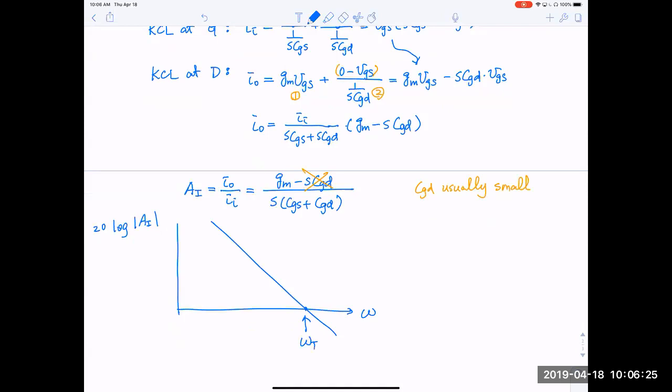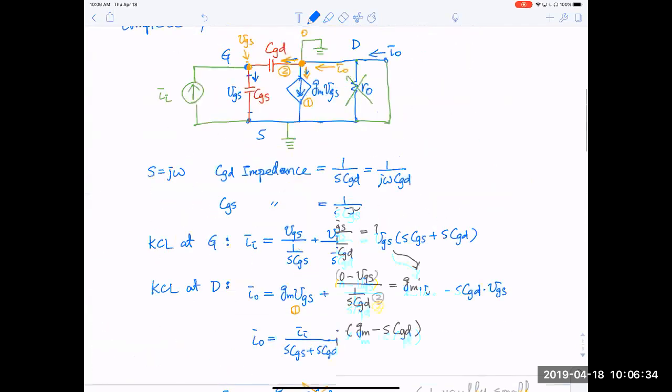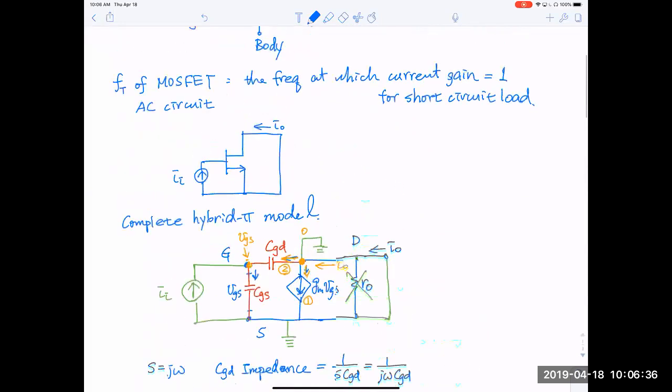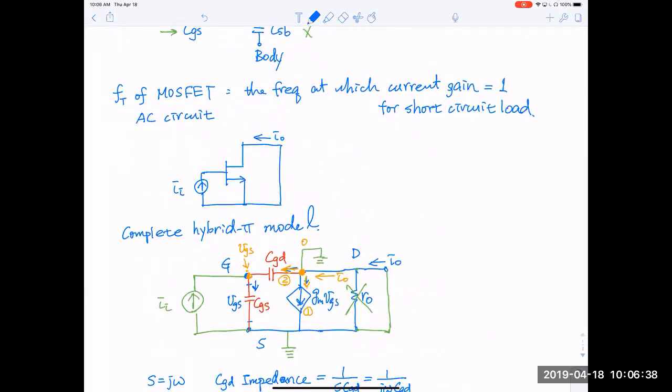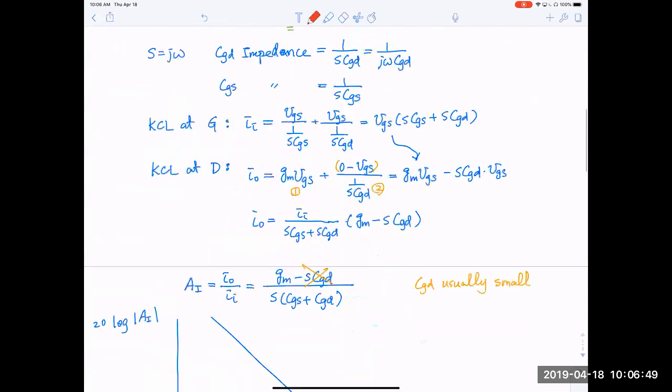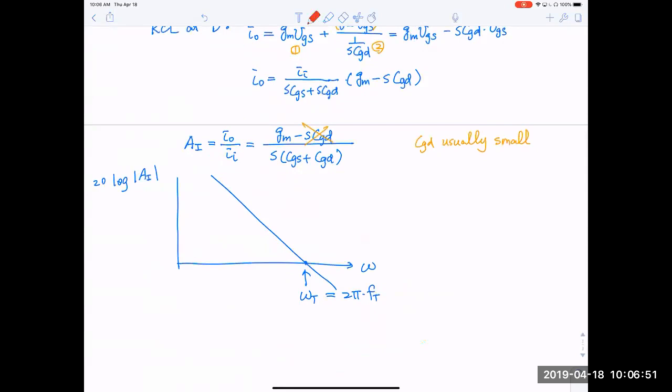Omega t is equal to 2 pi times fT. That's the transit frequency. So fT, actually, I forgot to explain, is called the transit frequency. But fT is so commonly used by the community that people just loosely say fT of the transistor.